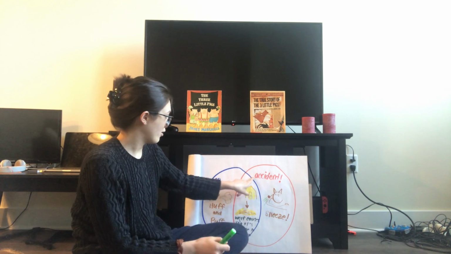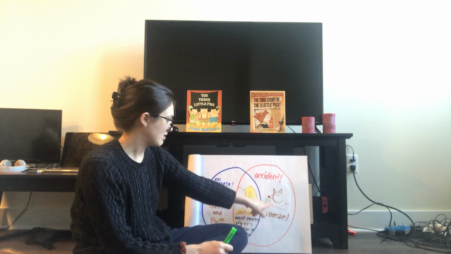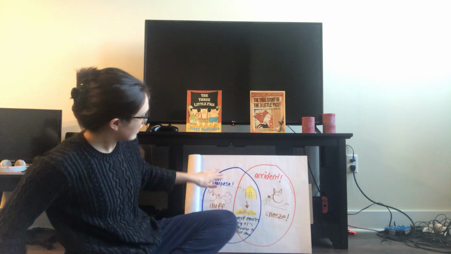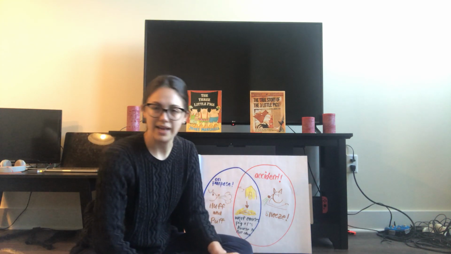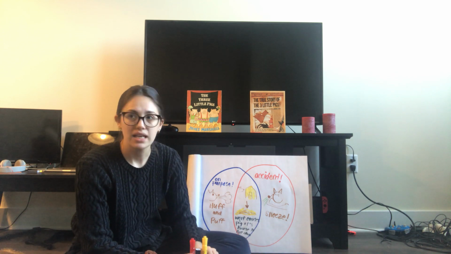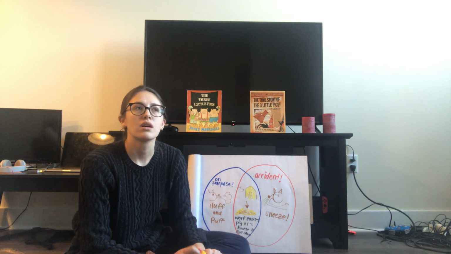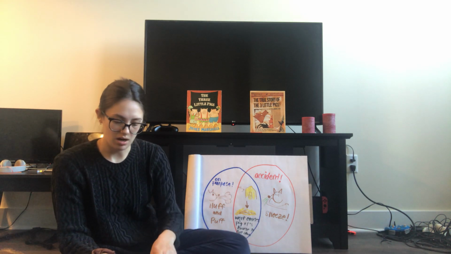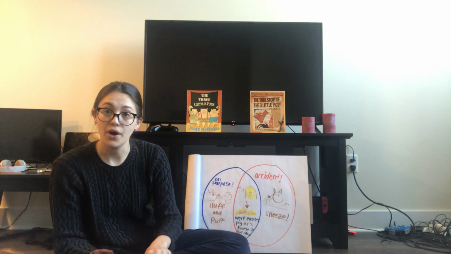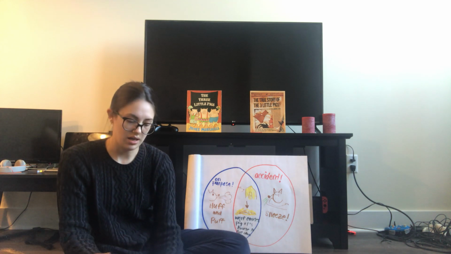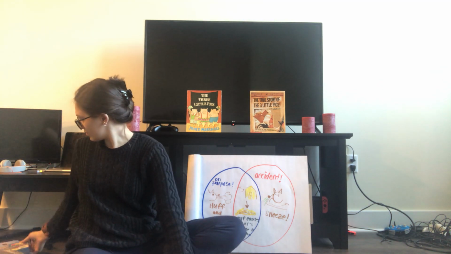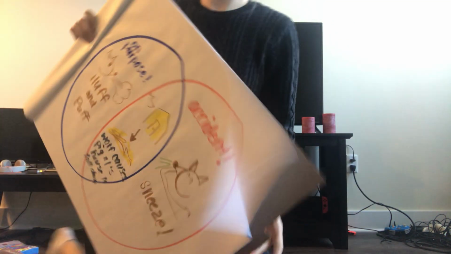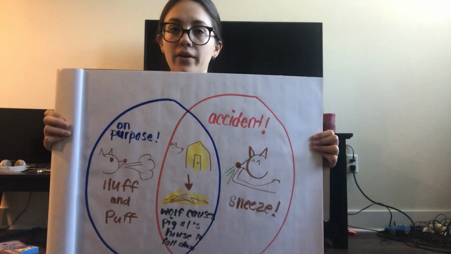So on this side I wrote accident, and then I drew him sneezing and wrote sneeze. So the last thing I want to do, last part of this example, is I would like to talk about what I've written here in terms of our reader's tools, character, plot, and point of view. So to do that, I'm going to bring this a little bit closer so that you can get a good look at it while we talk about it.